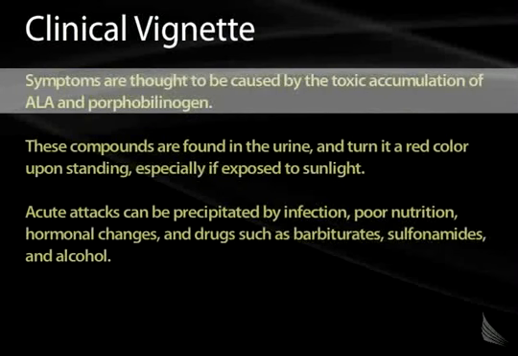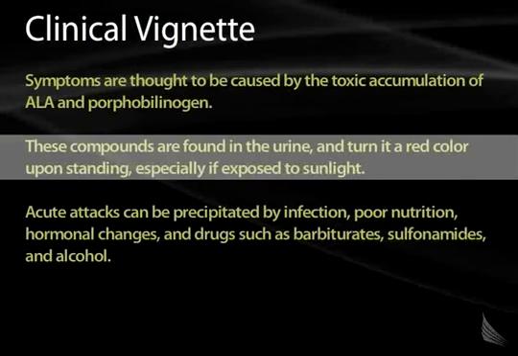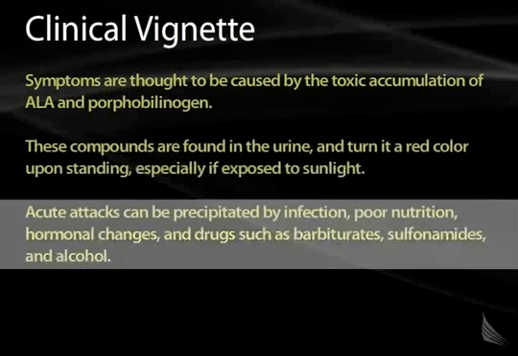The symptoms are thought to be caused by the toxic accumulation of ALA and of porphobilinogen. These compounds can be found in the urine, and because they're pigmented, when the urine sits for a while, it turns into this red color, especially if it's exposed to sunlight. Now, these acute attacks can be precipitated by infection, by poor nutrition, as I indicated, by hormonal changes, or by certain drugs such as barbiturates, sulfonamides, or alcohol.